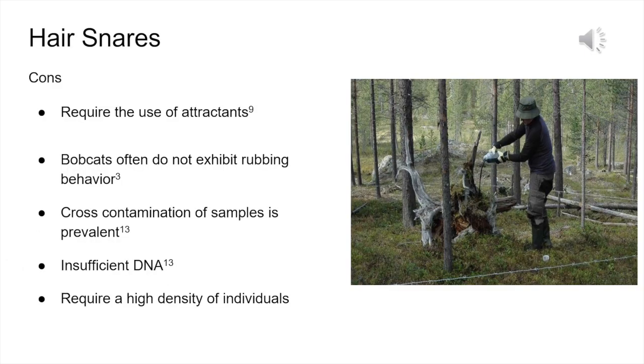So for some of the cons, using hair snares requires the use of attractants, which can potentially bias the study. Bobcats often do not exhibit rubbing behavior as often as other animals would. Cross-contamination of samples is prevalent, as many individuals can use them before they are checked. So you might have a lot of different hair follicles in one. Single hairs may yield insufficient data for DNA, leading to high genotyping error, and they require a high density of individuals in the area to obtain the data needed for the study.